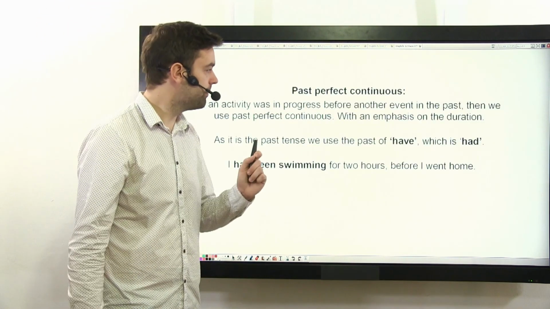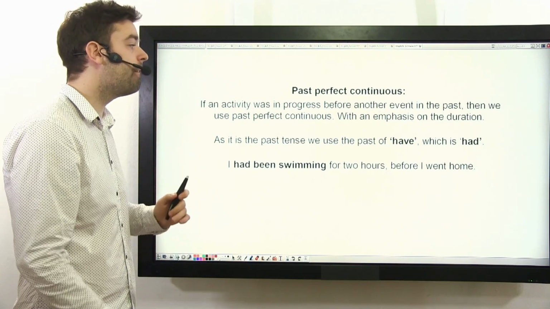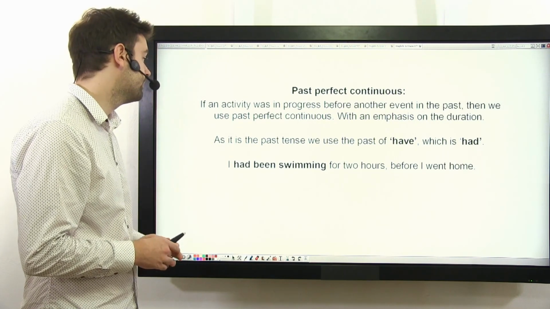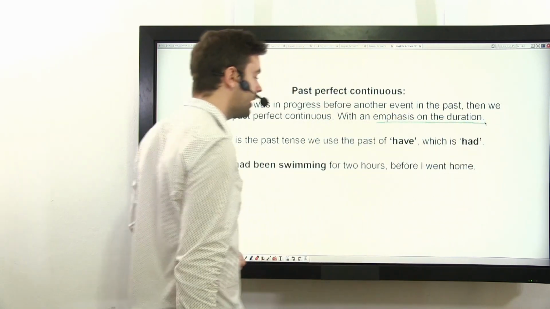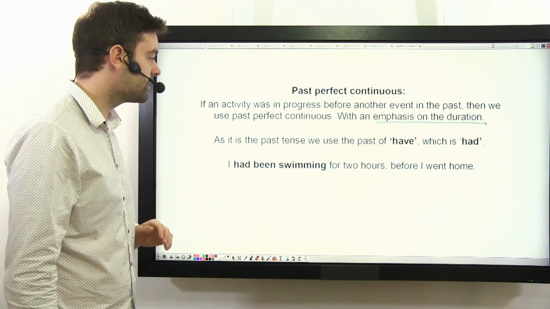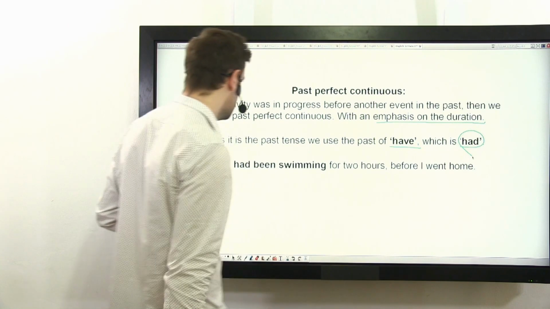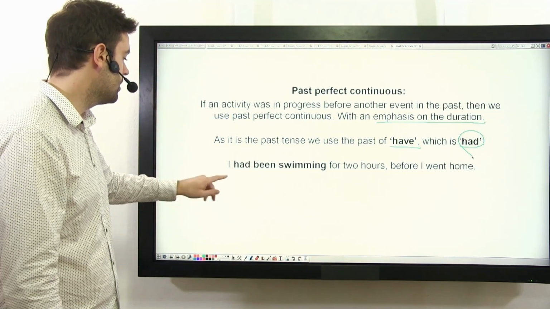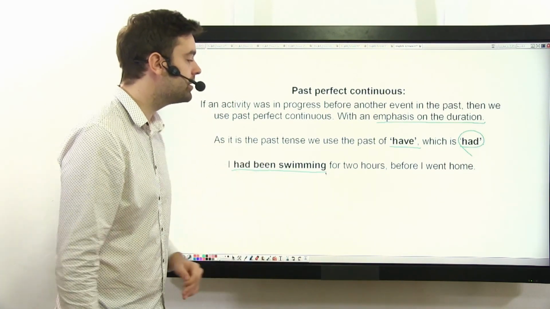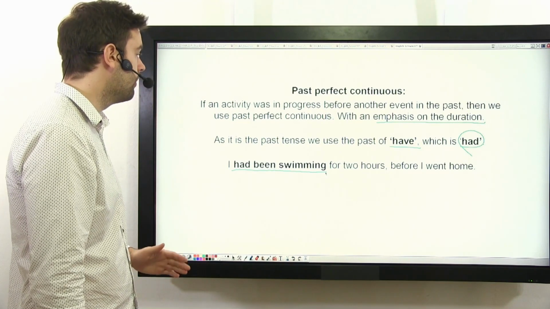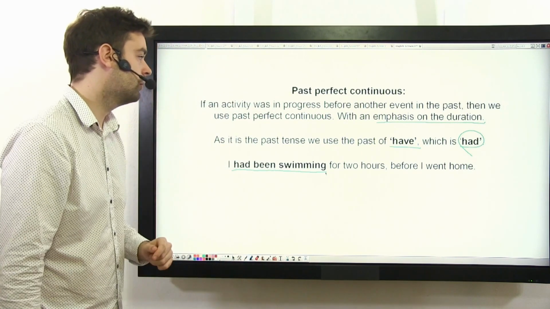What about the past? Well, the past perfect continuous is used if an activity was in progress before another event in the past. Remember, there's always an emphasis on the duration. As it is the past tense, we use the past of have, which is had. For example, here's a sentence: I had been swimming for 2 hours before I went home. So it was in progress before another event or time in the past.